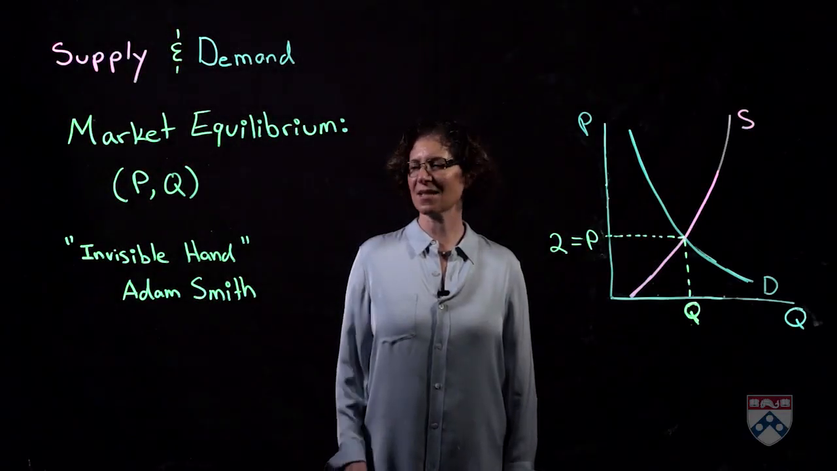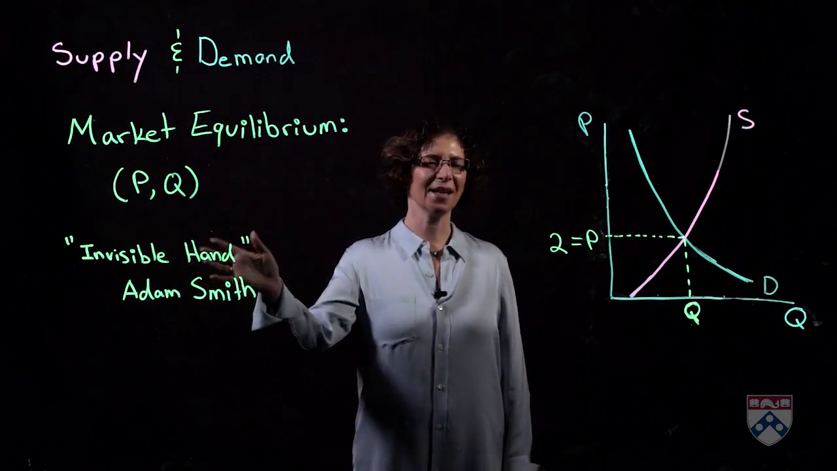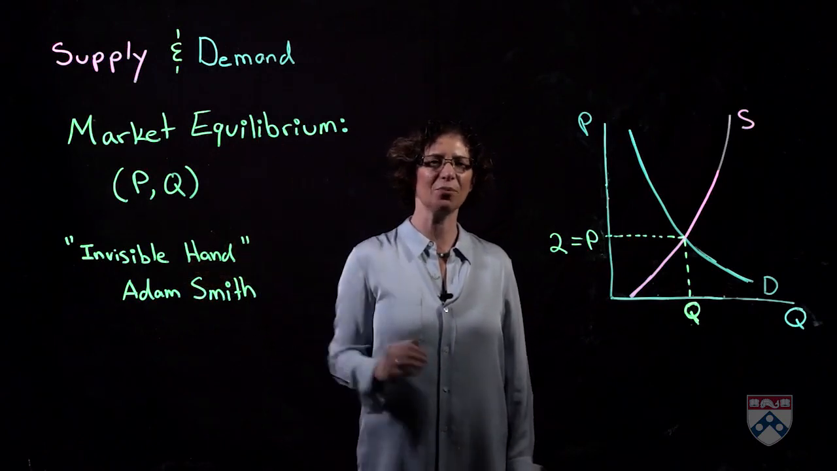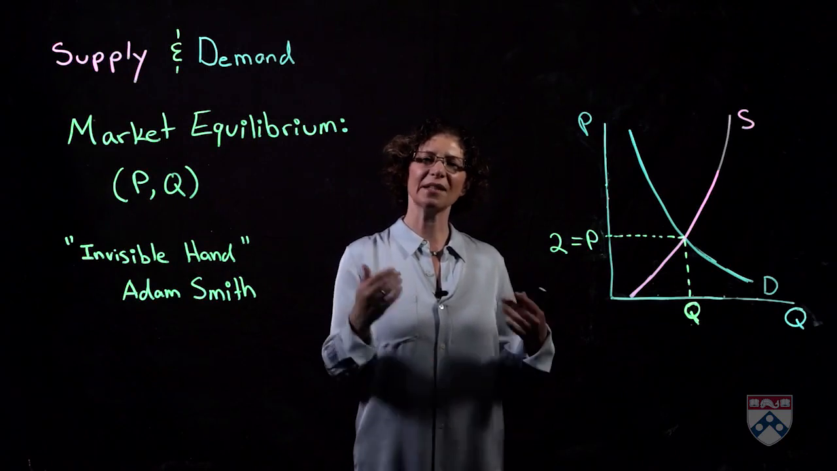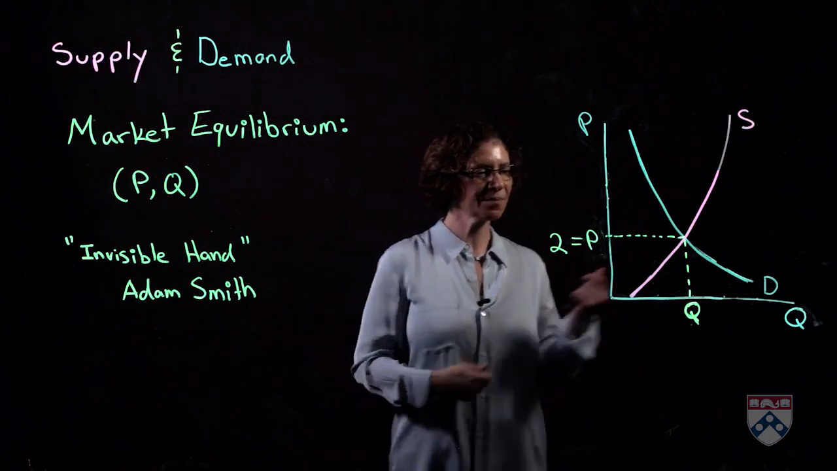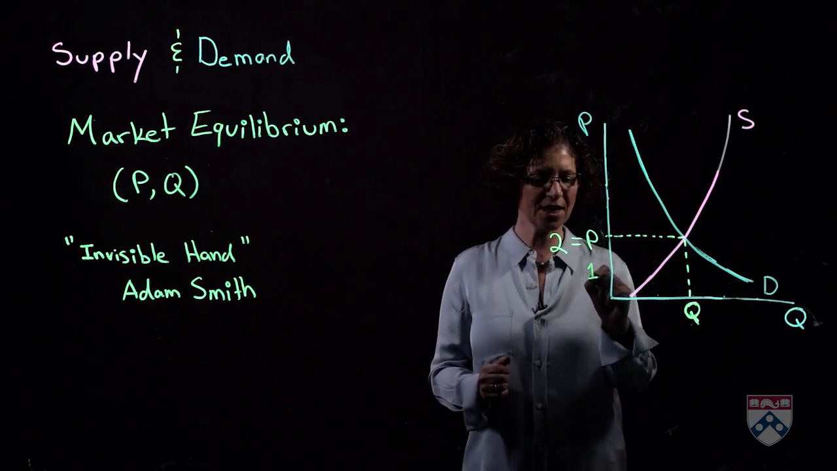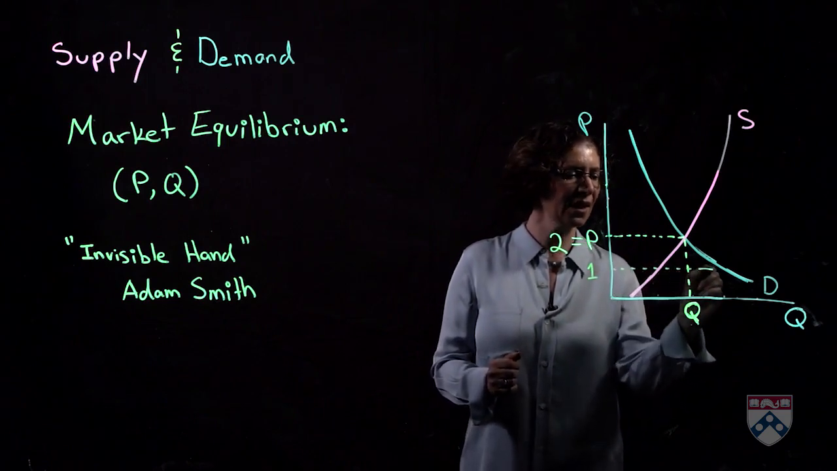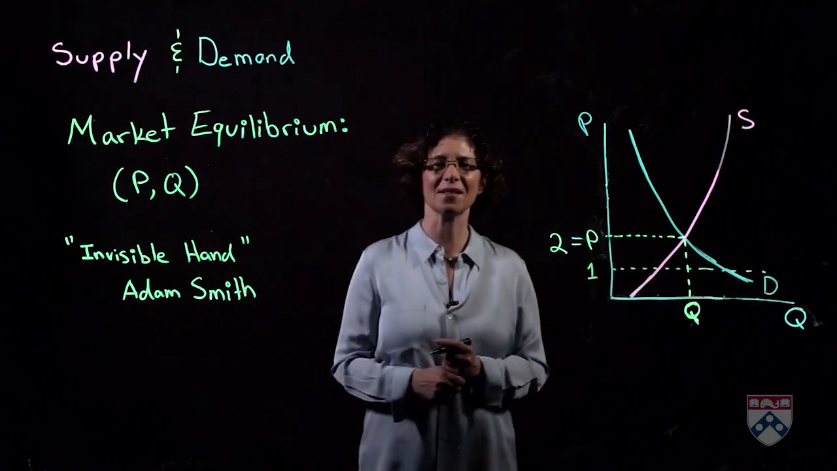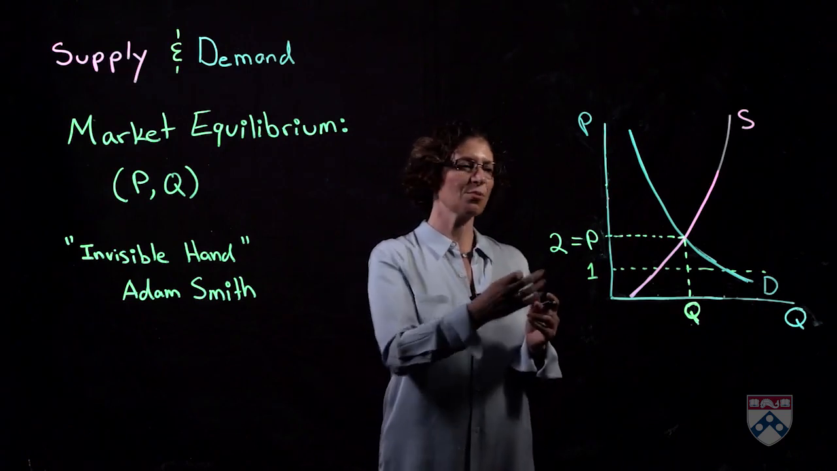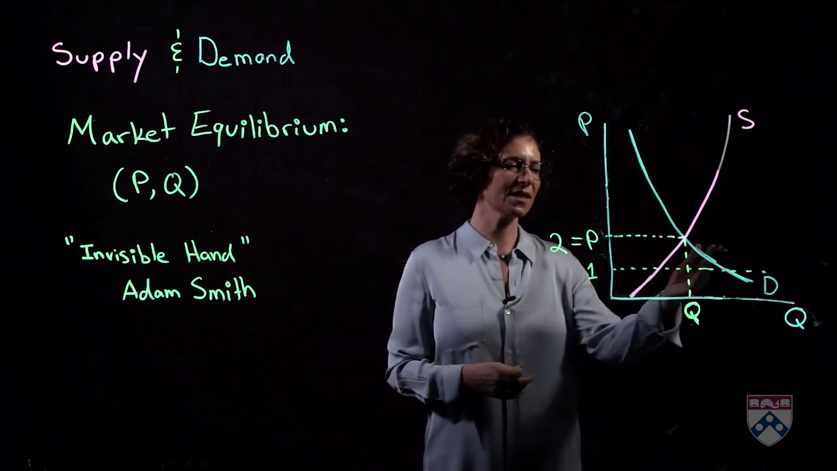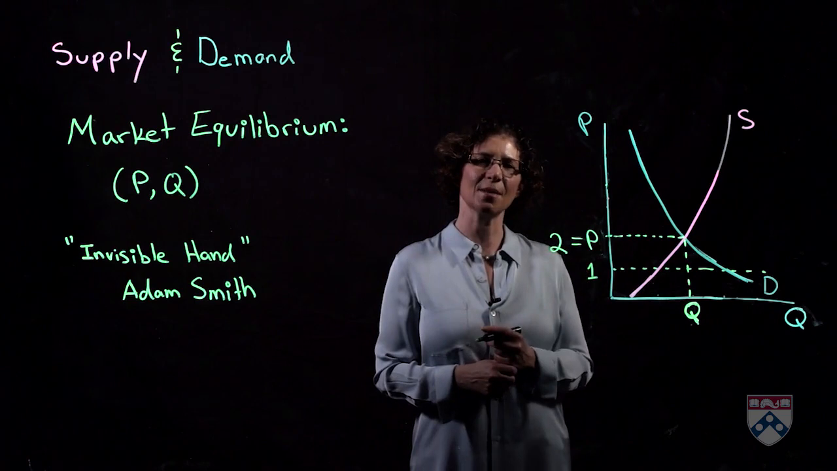Let's practice this idea of the invisible hand and reaching a market equilibrium, starting with a price that's lower than the equilibrium price. So suppose, for example, that the price of eggs was set at $1 per dozen. Well, the problem with this price is that at this price, quantity demanded exceeds quantity supplied.